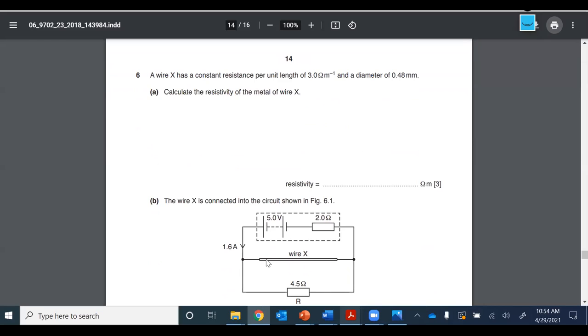So it's kind of like every meter you go down this wire X, there's 3 ohms of resistance. So it's telling us how much resistance it has per unit length. And it tells us the diameter of this wire X. Calculate the resistivity of the metal.